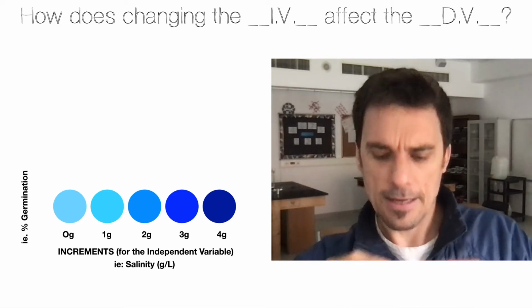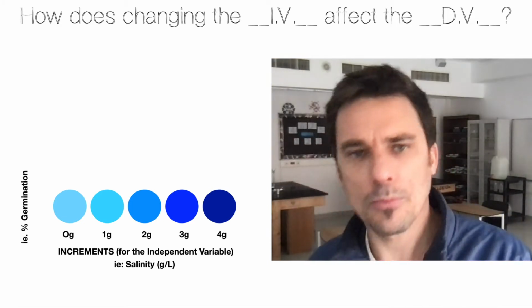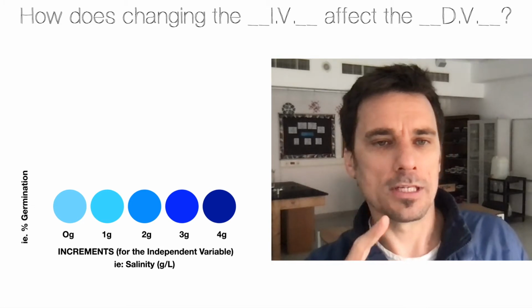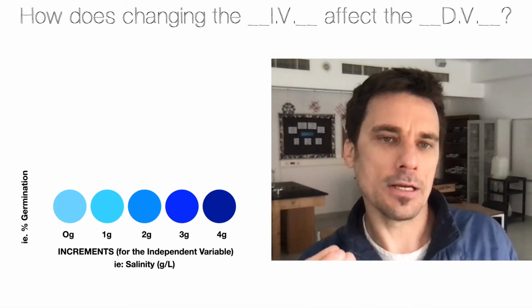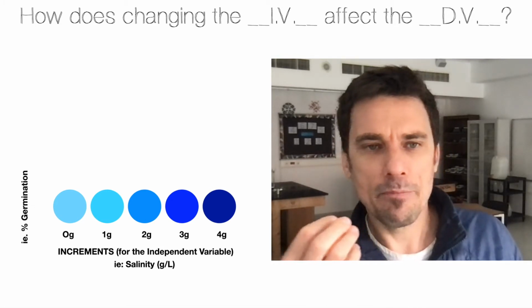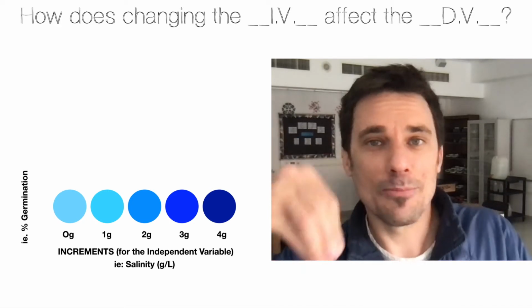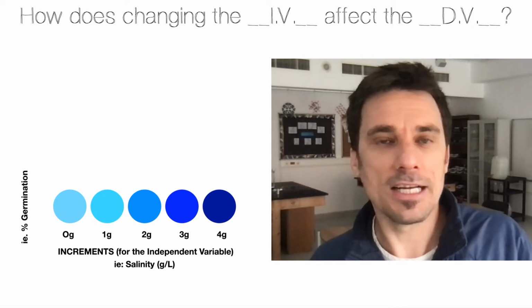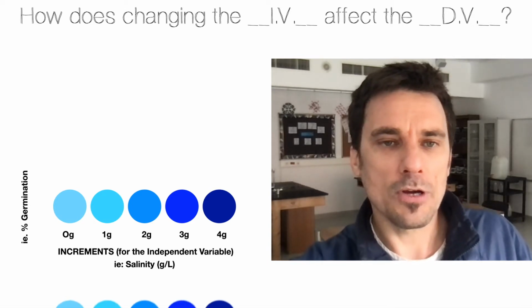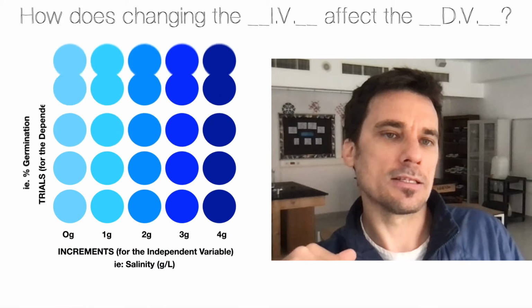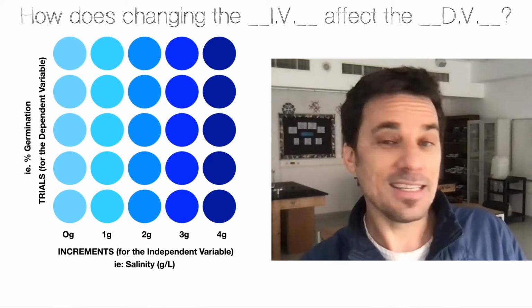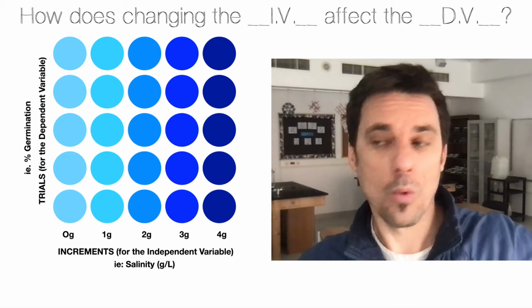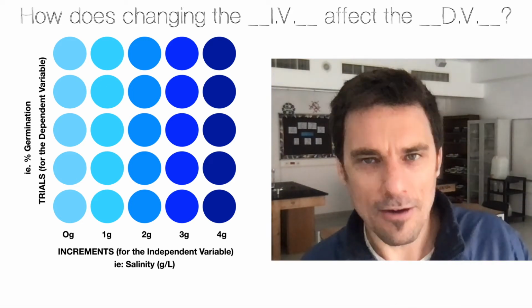Now, once I have my lab set up, like this example here, we don't want to do it just once, because what if the seeds I'm using in the 1 gram have been crushed as I put them in on accident? That wouldn't give me a real representation of what's going on in the world. So in science, we always need to do repeats or trials. Ideally, I could do 1,000 trials, and I would have a really good indication of what's happening here. We often don't have that time.